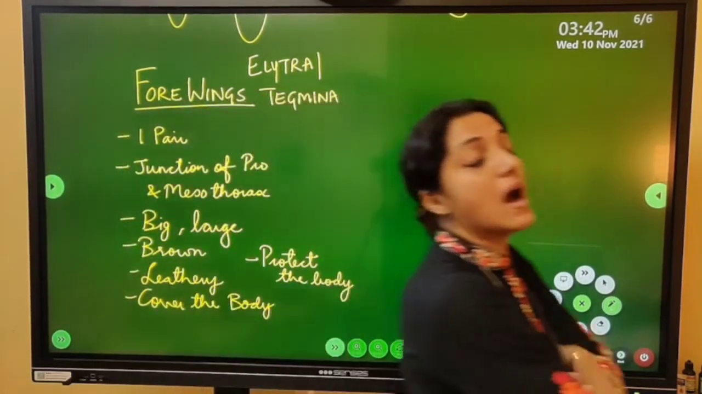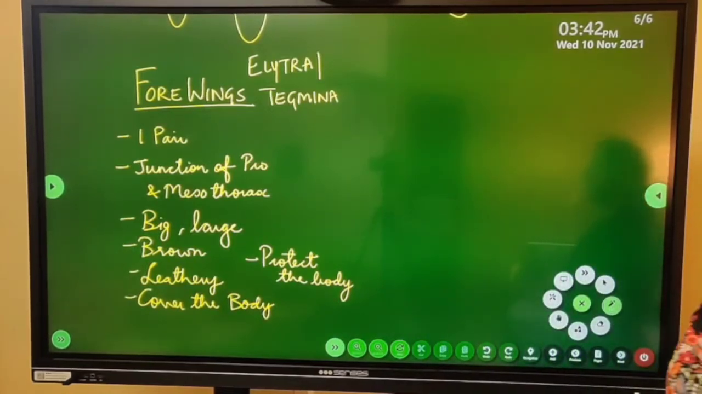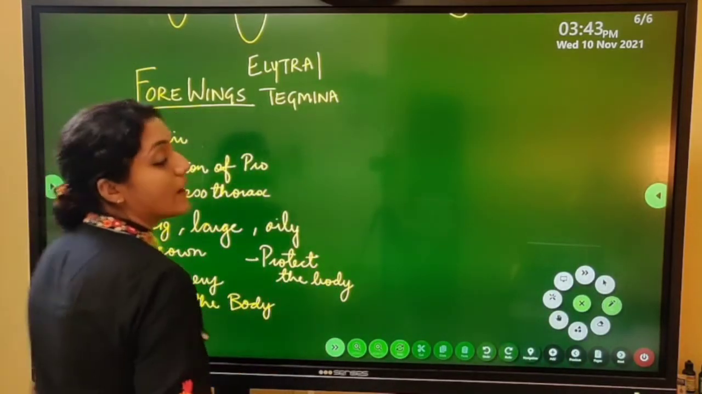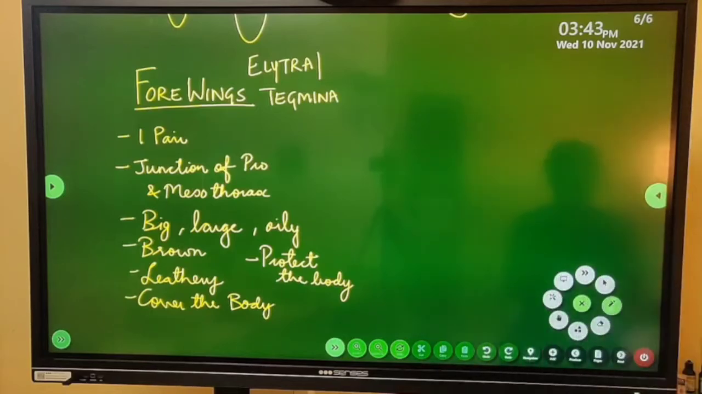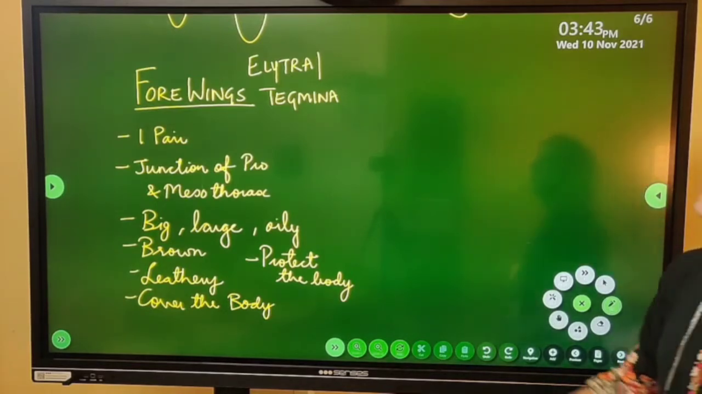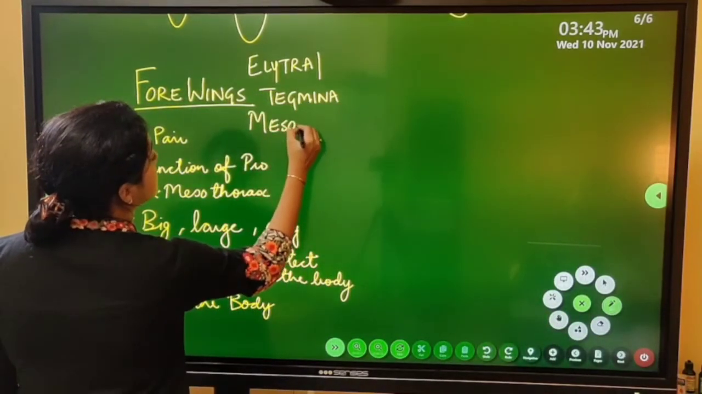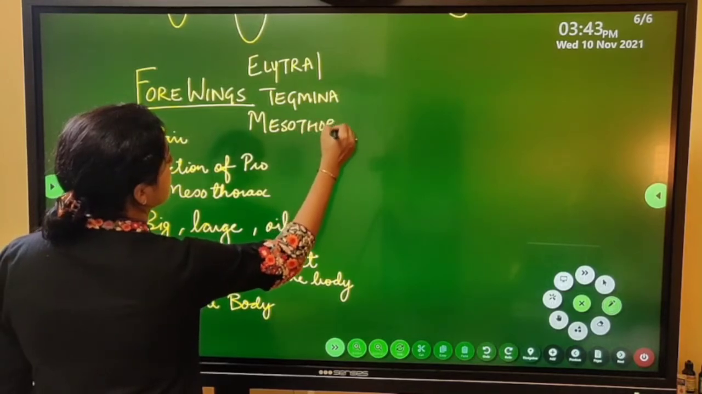Elytra or tegmina are the 4 wings, one pair, from the junction of pro and mesothorax. They are large, dark, protect करते हैं body को. They cover it. They are also oily wings. ये cover करते हैं, protect करते हैं body को at rest. Whereas जो hind wings हैं, the 4 wings are also called mesothoracic wings.